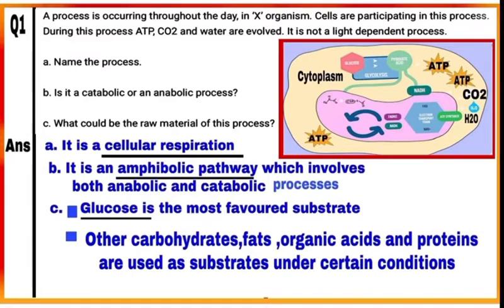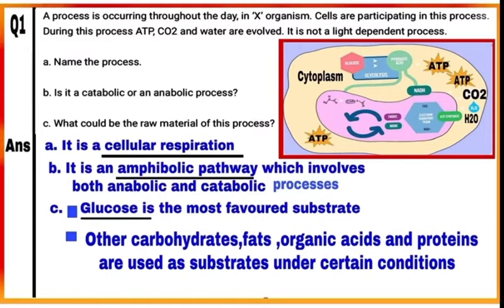Now part B of the question. Is it a catabolic or anabolic process? It is an amphibolic pathway which involves both catabolic as well as anabolic processes, that is, in breakdown and synthesis of fatty acids as well as in breakdown and synthesis of proteins. The respiratory pathway comes into the picture and hence it is called an amphibolic pathway.